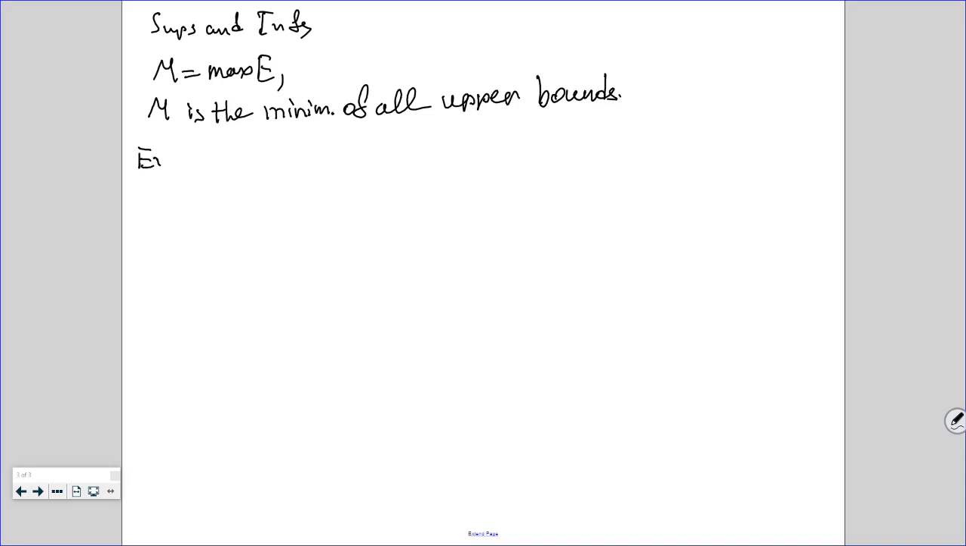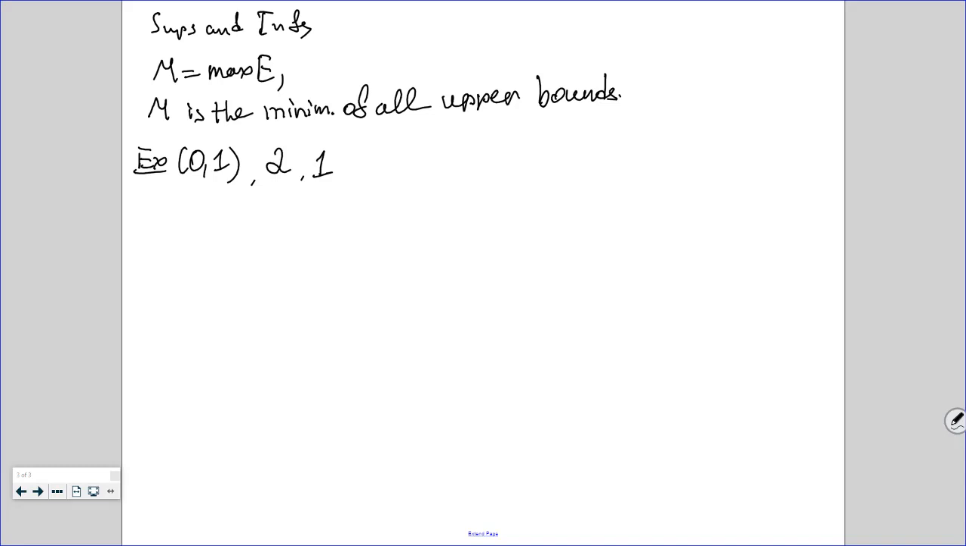For example, if we take the set (0, 1), which is an open interval, it has no maximum but many upper bounds. So for example, 2 is an upper bound for this set, but so is 1. The least of all the upper bounds is definitely the number 1, and we can't describe it as a maximum since it does not belong to the open set (0, 1).